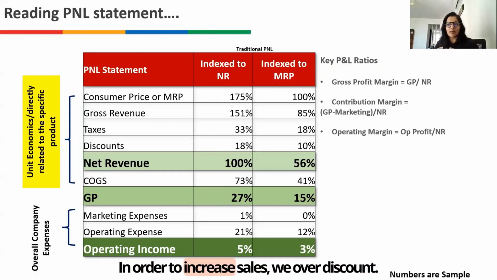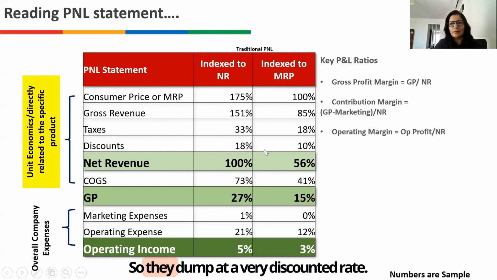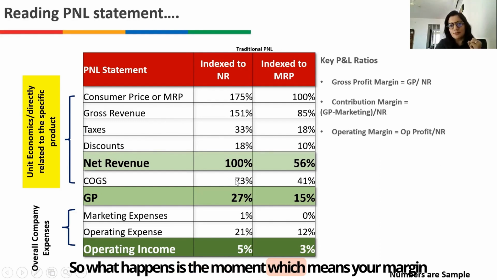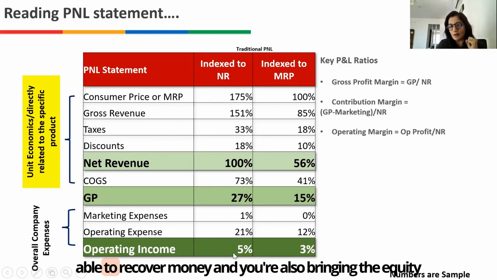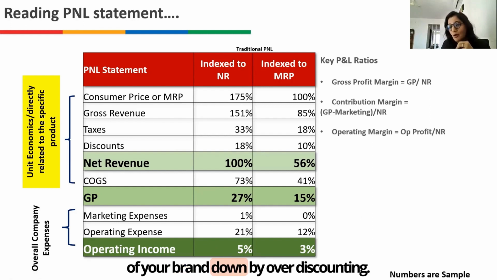The other mistake most companies make is in sales. In order to increase sales, they over discount. So they dump at a very discounted rate. Which means your margin becomes very low, and you will never be able to recover money. And you're also bringing the equity of your brand down by over discounting.